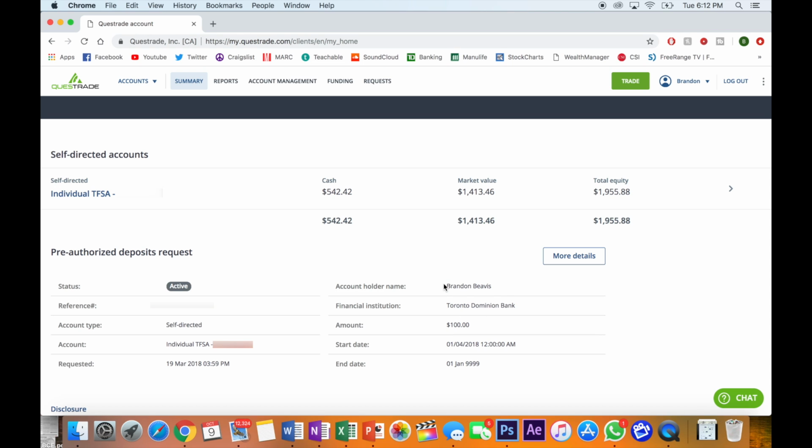Now, to move on, there's basically two options that we have. We can click up here on this green trade button, which we will take a look at later.